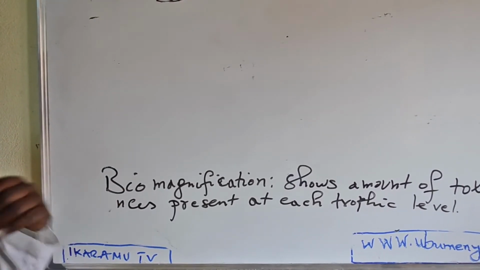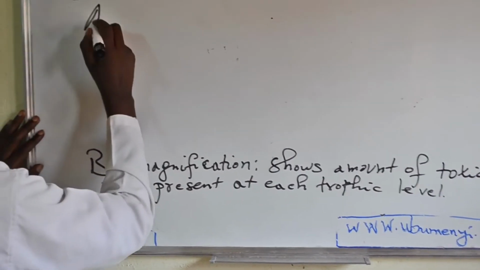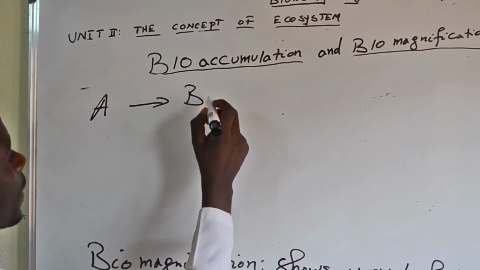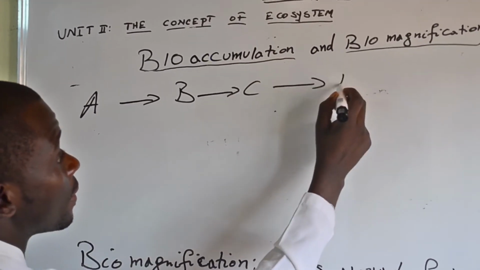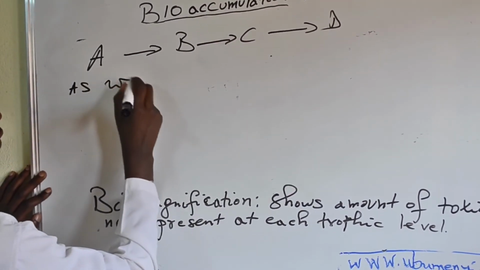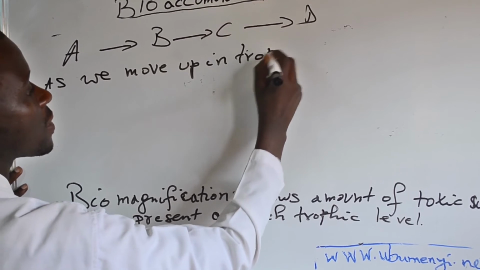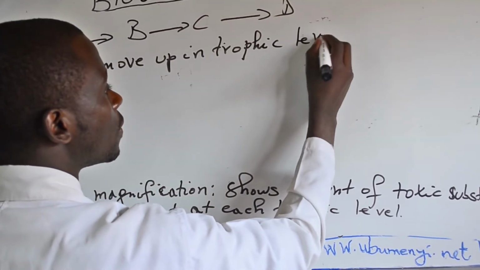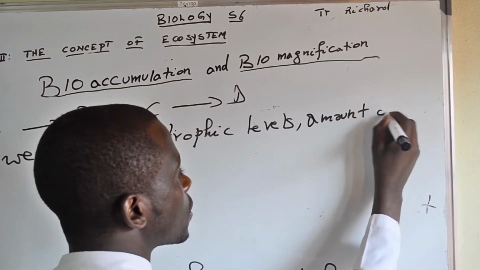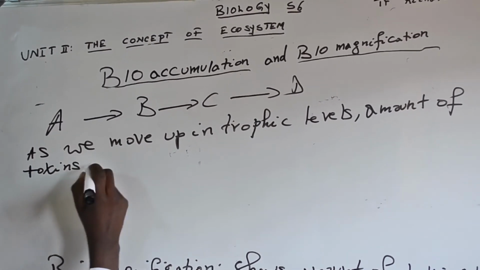And because of this amount of toxic substances, when organism A feeds, organism B is fed by organism C, this amount, as we move up in trophic levels, the amount of toxins increases.